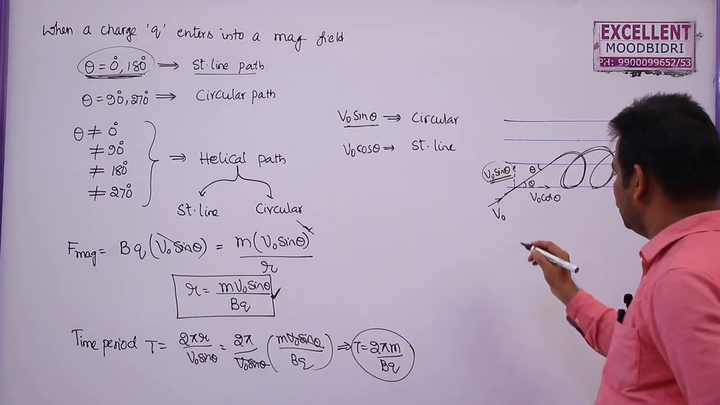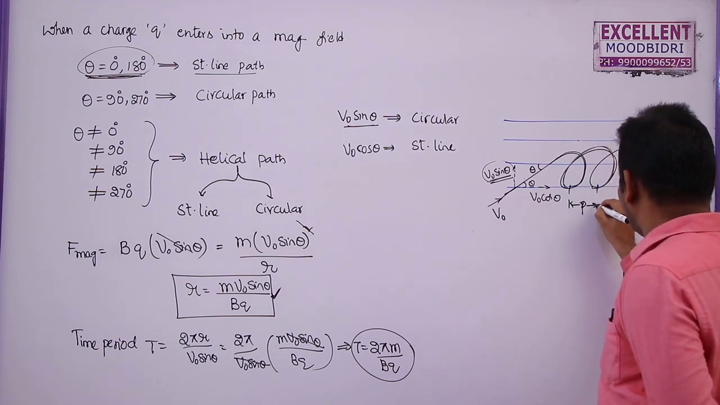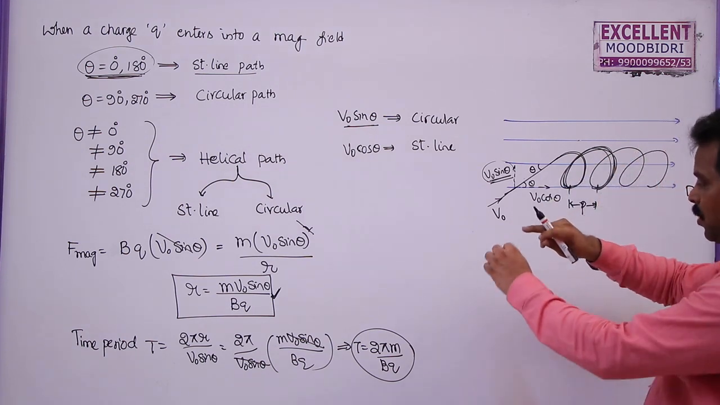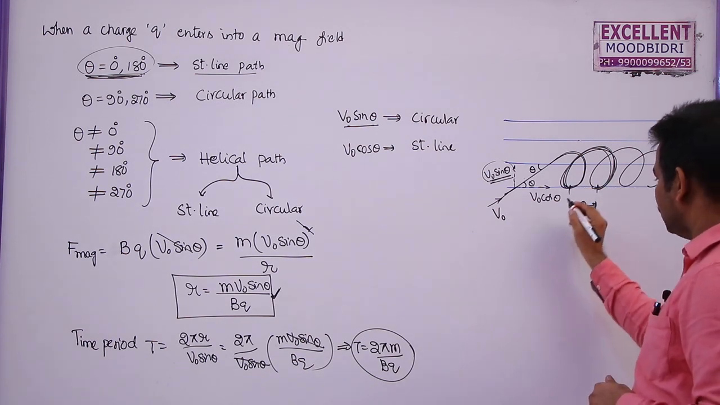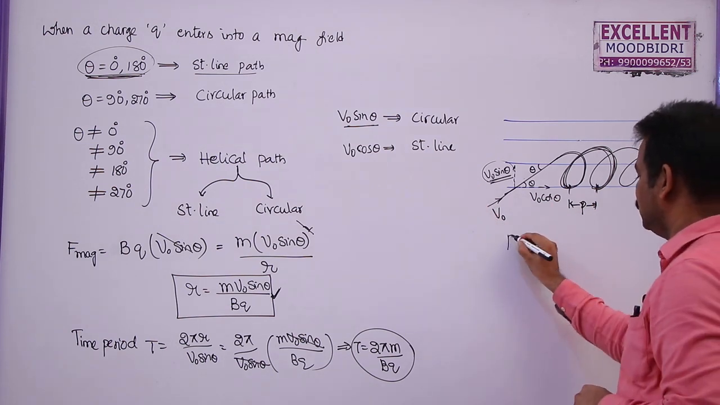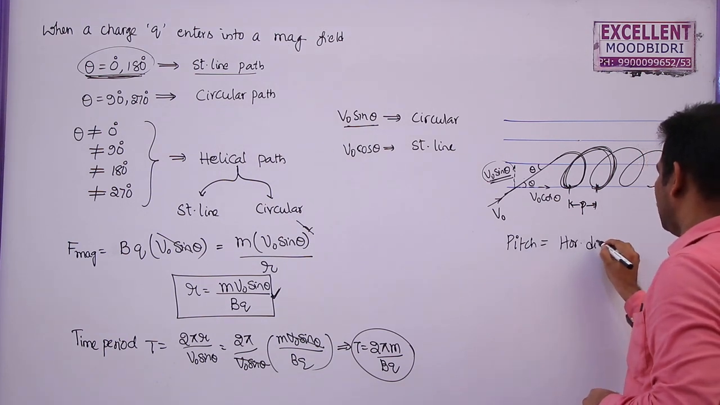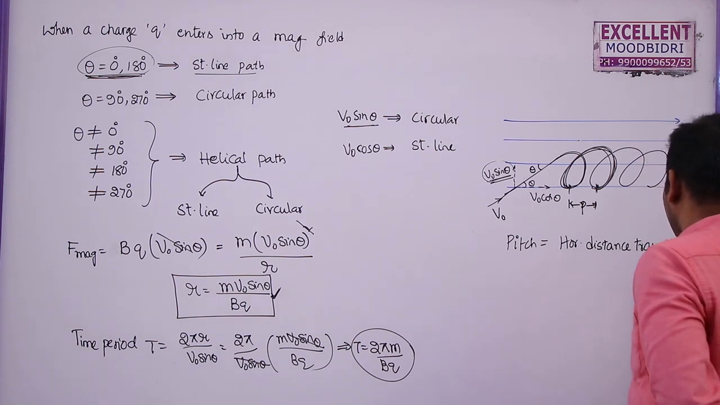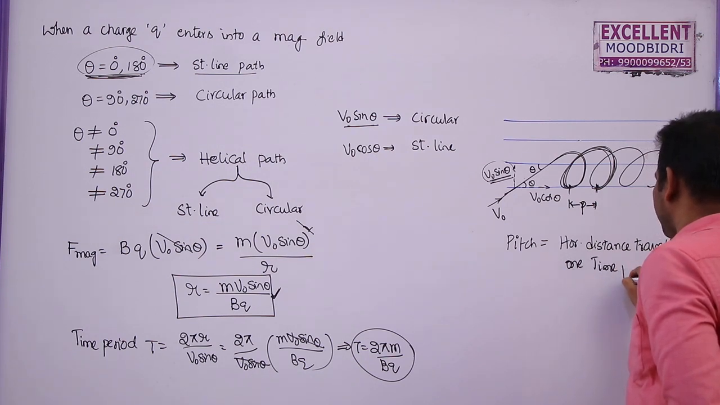Now, what is the distance traveled by the charged particle in one time period? Let us say it has completed one time period, one circular path here. To complete one circular path, it is traveling some horizontal distance. The horizontal distance traveled by a charged particle in one time period is called pitch. So pitch is defined as the horizontal distance traveled in one time period.